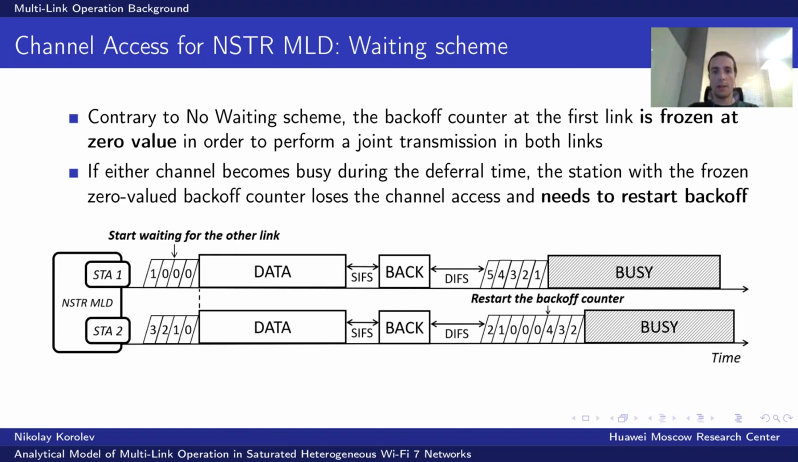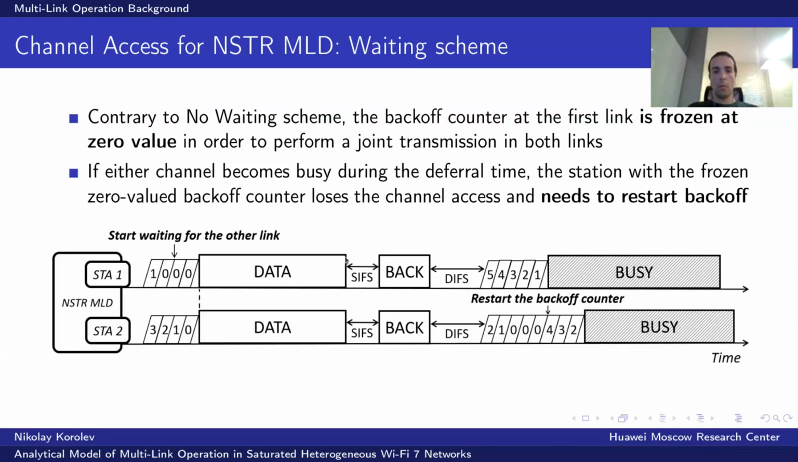Let's talk a bit about the waiting scheme. In the waiting scheme, we actually try to perform joint transmissions, that is the transmission in both links in the same period of time. So here, unlike in the previous case, we don't start an immediate transmission in the first link, but we wait for the second link to start the joint transmission. In order to do this, we freeze the back off counter at 0 value until another back off counter reaches 0 value, and only after both back off counters reach 0 value we initiate the joint transmission.